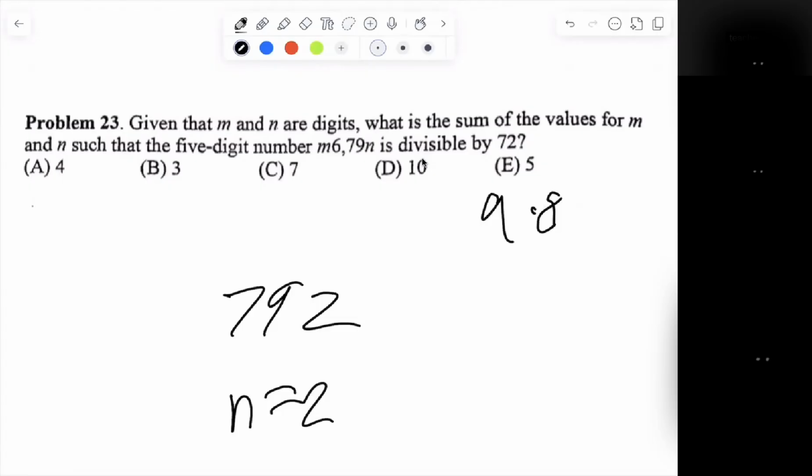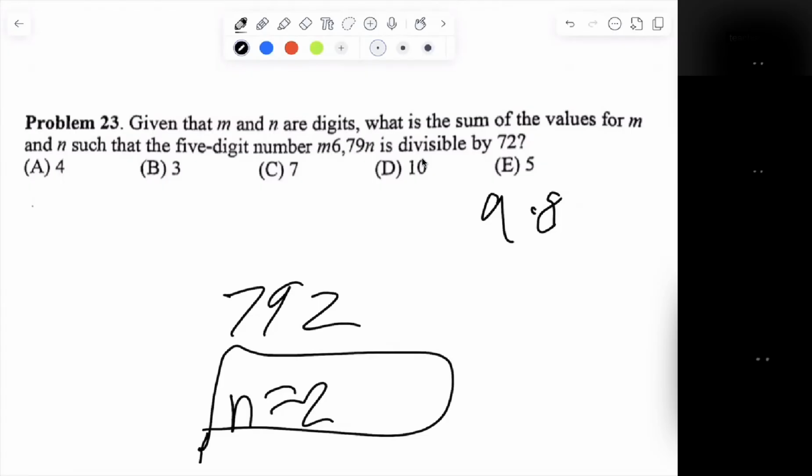Notice that there's no other digit that will make 79n divisible by 8, so we can say n equals 2. Now all that's left is to find all possible values of m.